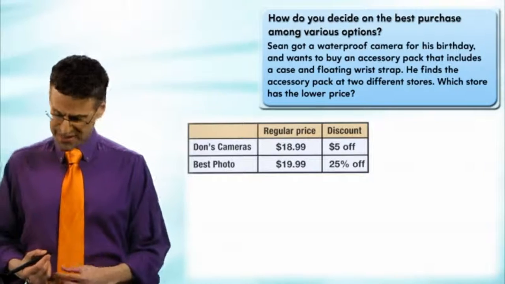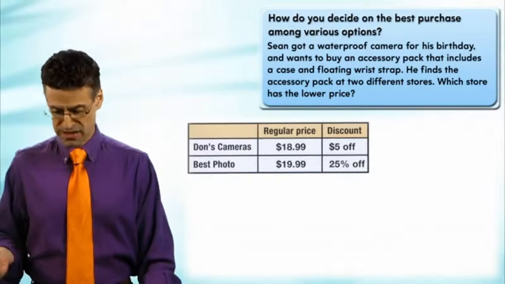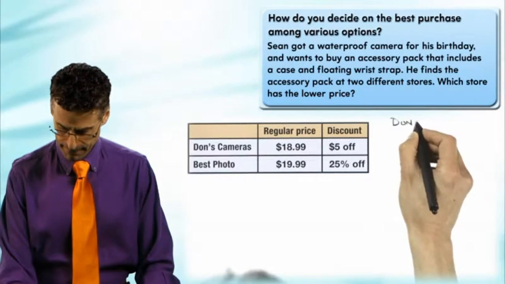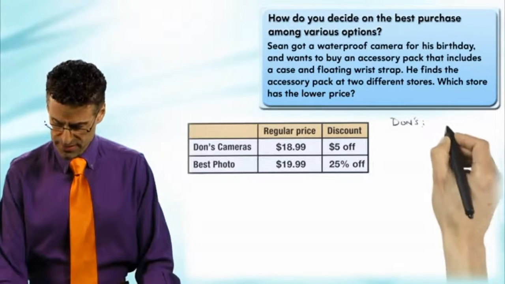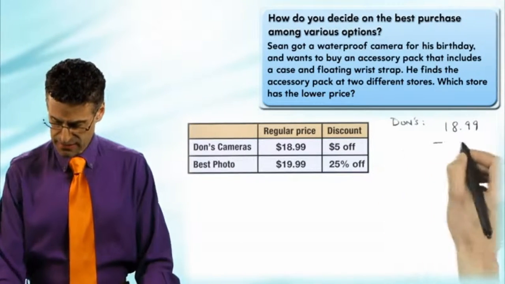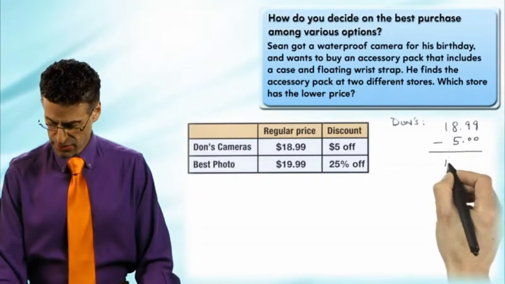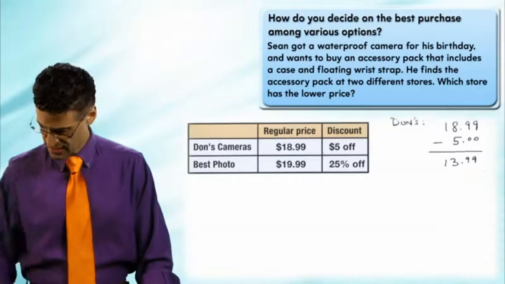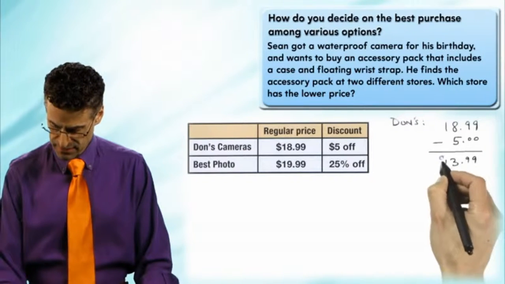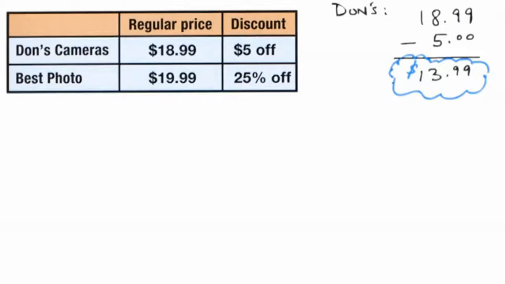So with Don's camera, that's actually going to be really, really easy, isn't it? Because with Don's camera, all we have to do to figure out $5 off is just subtract. So for Don's, all we have to do is take $18.99 and then subtract $5. That's what it means, after all, to say $5 off. And when we do that subtraction, we see $13.99. And that is the final sale price, if you will, with the discount at Don's Cameras. Okay, great.